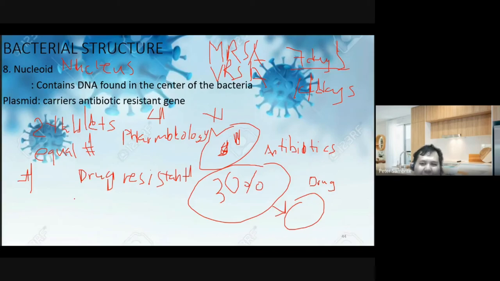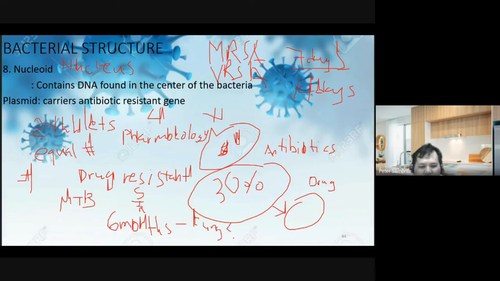But there are some bacteria, class, MTB, I want to share to you. Your MTB would take 6 months. Imagine nyo, 6 months kayong nagtitake ng 4 types of antibiotic. Those 4 types of antibiotic are known as your SIRE. Streptomycin, isoniazid, rifampicin, ethambutol. So, you're gonna take that for 6 months kasi nga sobrang resistant nung bacteria na yun. And that's for MTB found in the lungs.